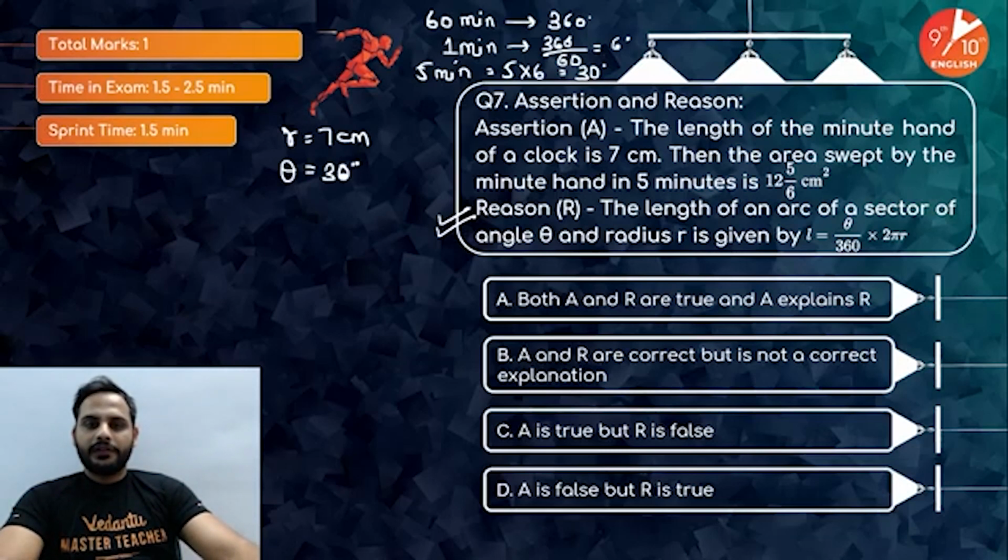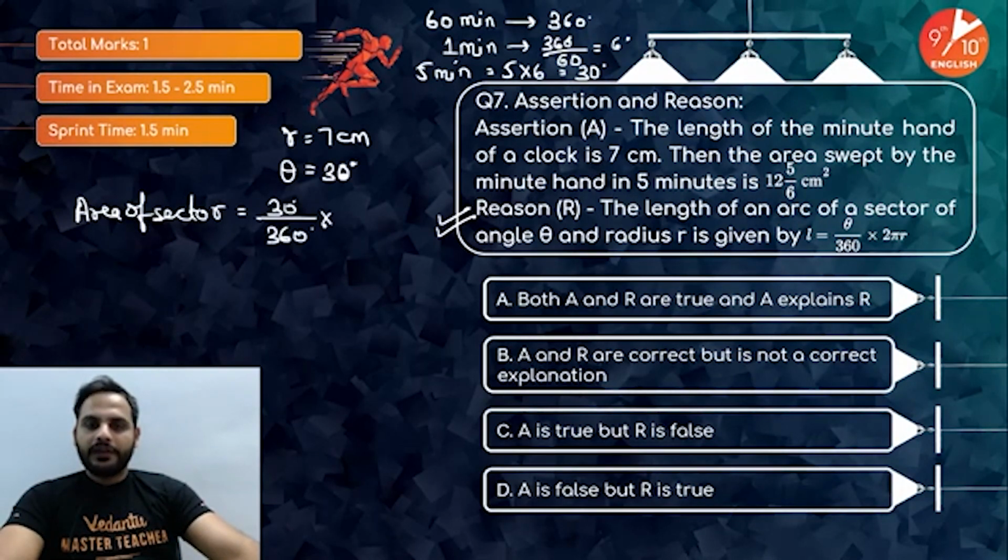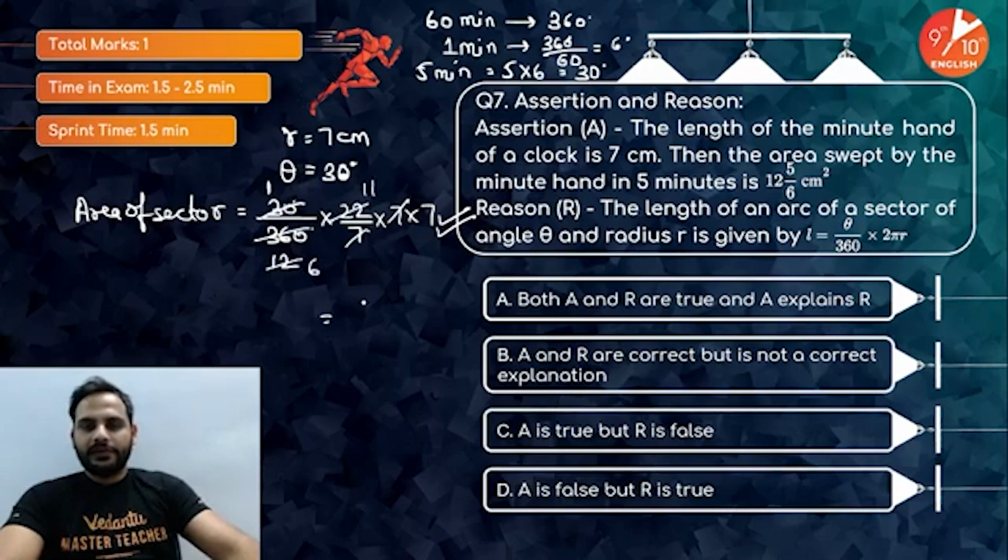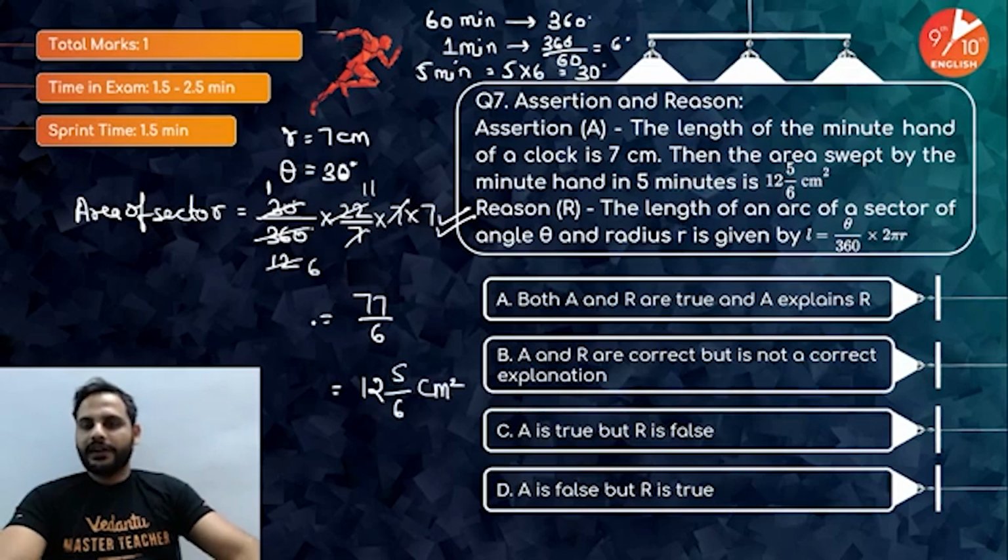30 degrees, right? What they are asking is the area. So area of sector is theta by 360 into pi into r square. 7 to 7 got cancelled. 30 ones are 30, 12s are. This is 11 times, this is 6 times. So I get 11 into 7 is 77 by 6. If we divide it, 6 ones are 6, remainder 1, and 6 twos are 12. Remainder is 5, so 12 and 5 by 6 centimeter square, and that is the correct one.